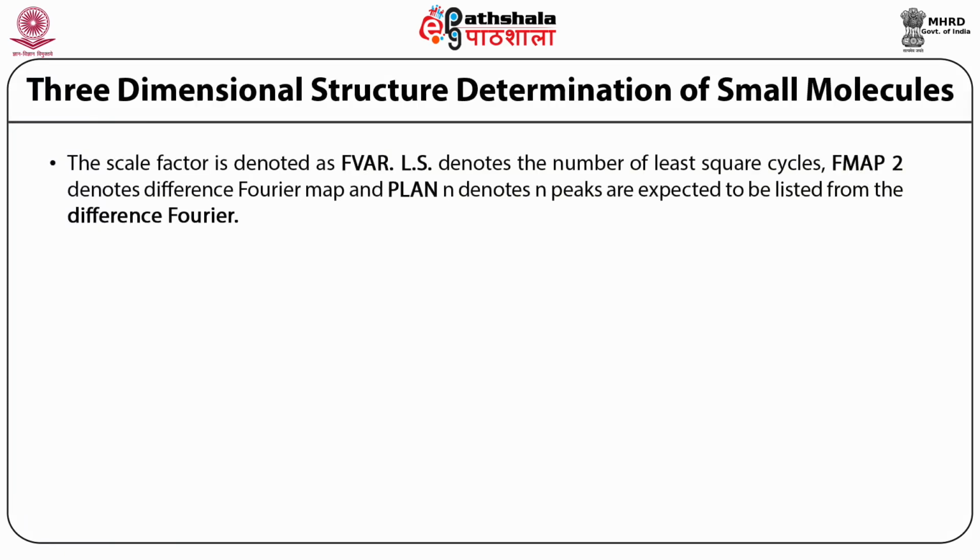The scale factor is denoted in the program by FVAR, and L.S. denotes the number of least squares cycles to be used. Usually 10 is sufficient. FMAP 2 denotes the difference Fourier map. Suppose you want to see whether any extra atom is coming out, you can do this with this command, and you have to give how many atoms you want to see by giving PLAN 10, 20 and so on. This is known as difference Fourier.